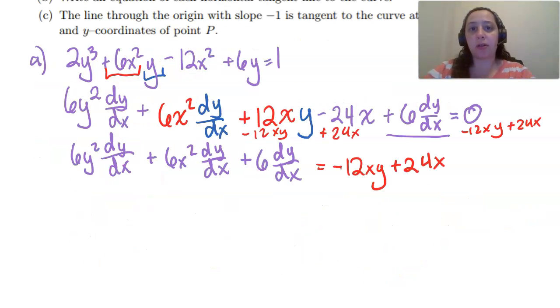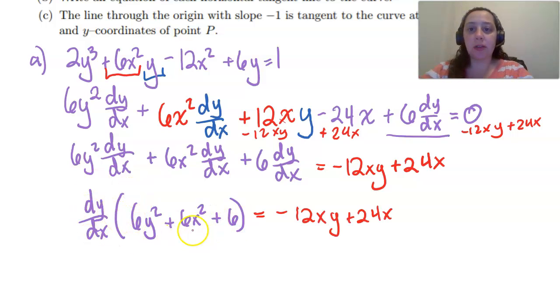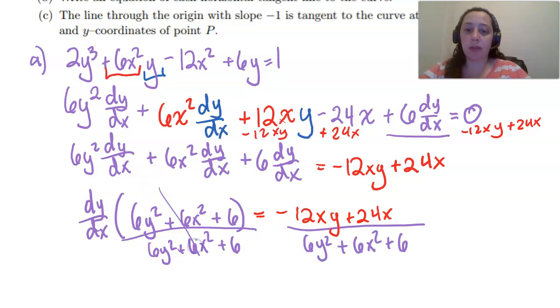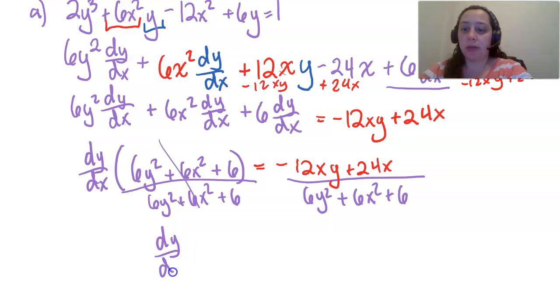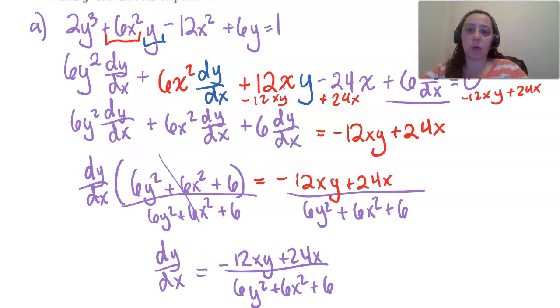Now that we've separated our dy/dx's all on the left side, we can factor out dy/dx. So what's left is 6y^2 + 6x^2 + 6. So now that we factored, we have dy/dx multiplied by everything in these parentheses, so I can divide on both sides. So I'm going to divide by all of this. This will cancel, and I get dy/dx = (-12xy + 24x)/(6y^2 + 6x^2 + 6). Now I'm going to check my work.